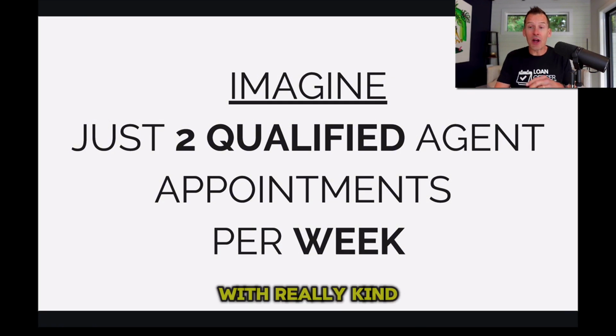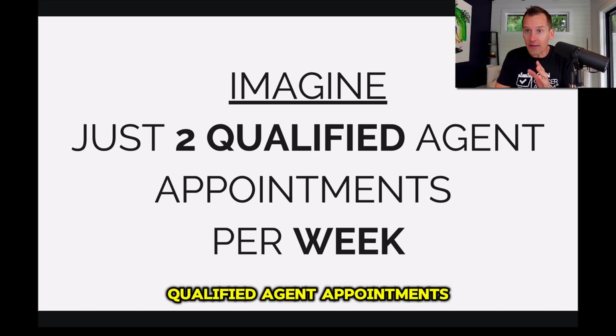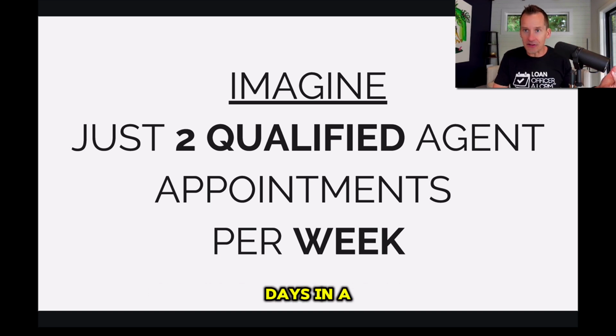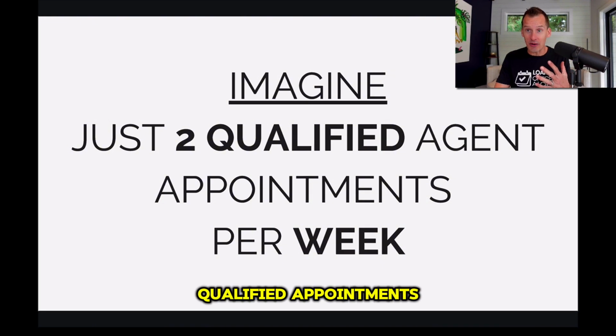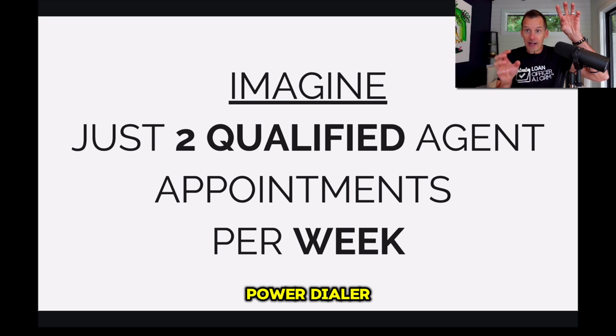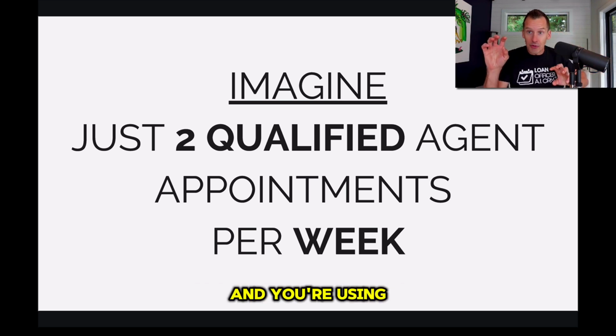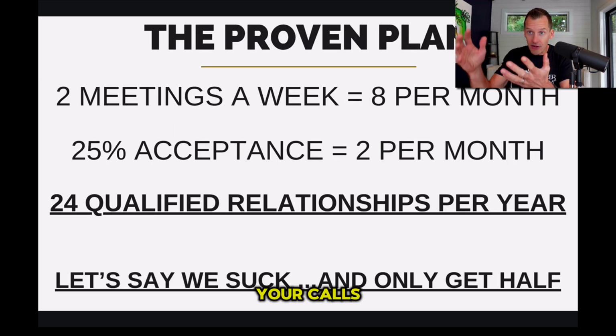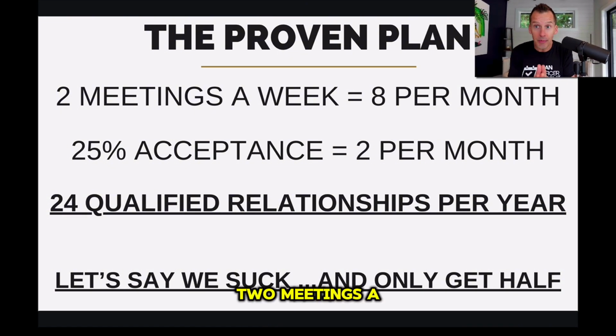And this happens with really kind of small numbers because if you look at just 2 qualified agent appointments a week, I mean, there's 5 days in a week, right? All of us can do 2 qualified appointments, especially if you've got 300 qualified agents a month going into a Power Dialer, an automatic follow-up system, and you're using the proven Mortgage Marketing Animals scripts to make your calls. Well, if you do 2 meetings a week, that's 8 per month. If you get a 25% yes rate or acceptance rate with those agents, that's 2 new agent relationships per month. Over a year, that's 24 qualified agent relationships.